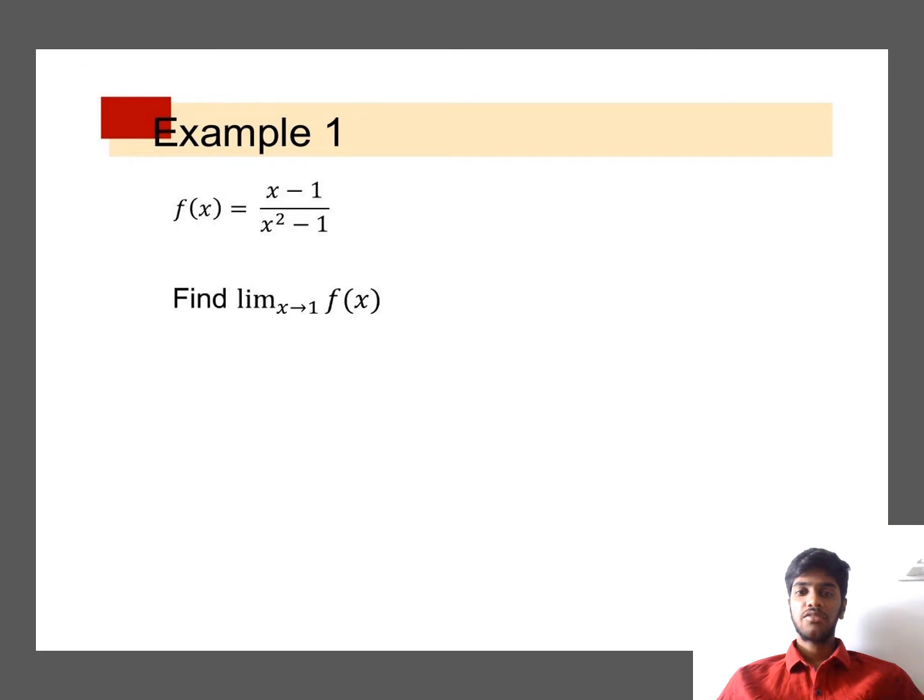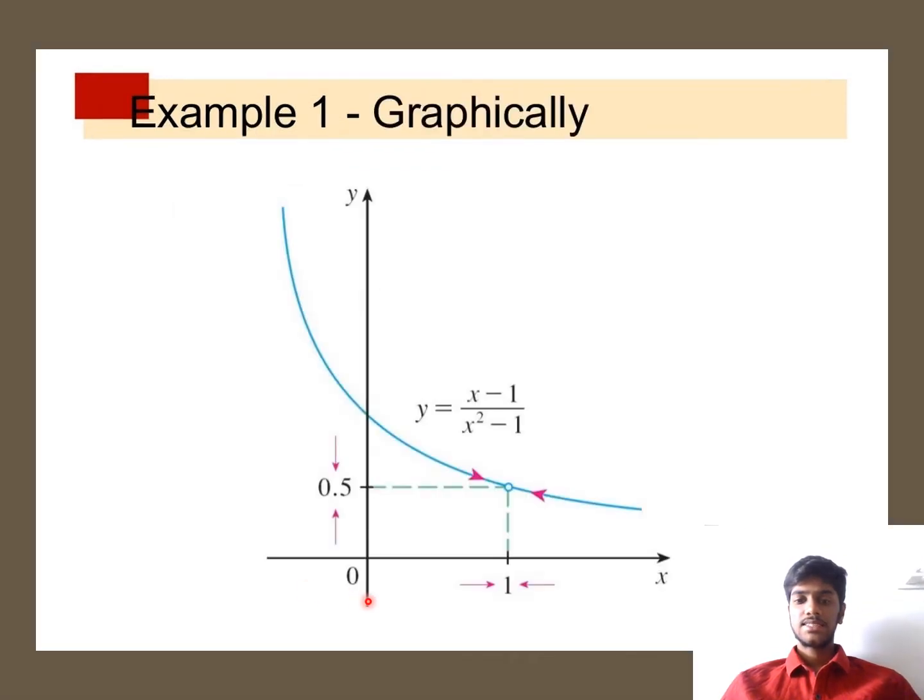Example 1. f(x) = (x - 1)/(x² - 1). Find limit as x tends to 1 of f(x). This is the example 1 graph. Here 0.5 is taken on the y-axis and 1 is taken on the x-axis.